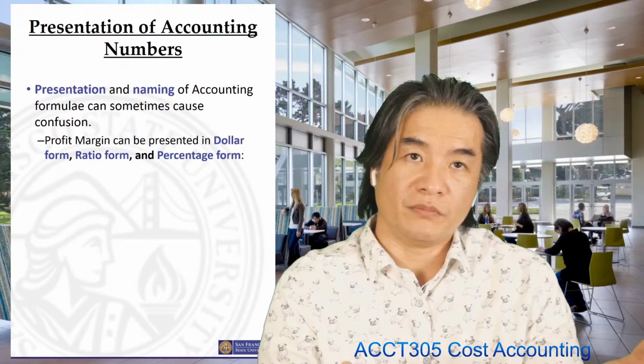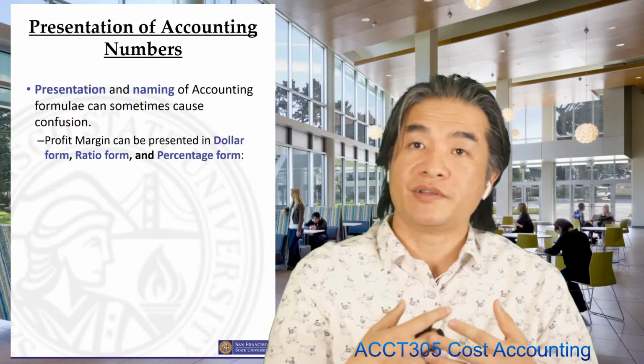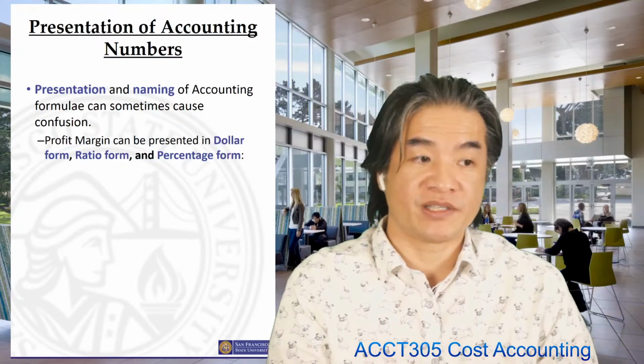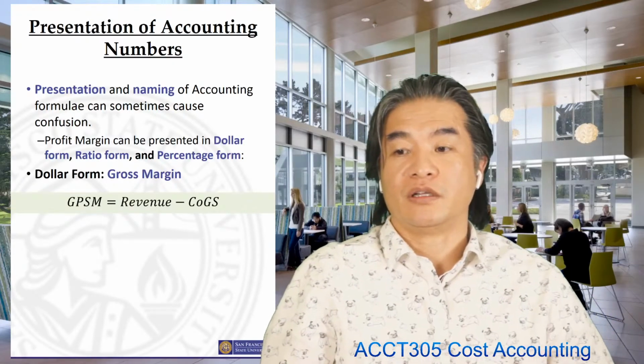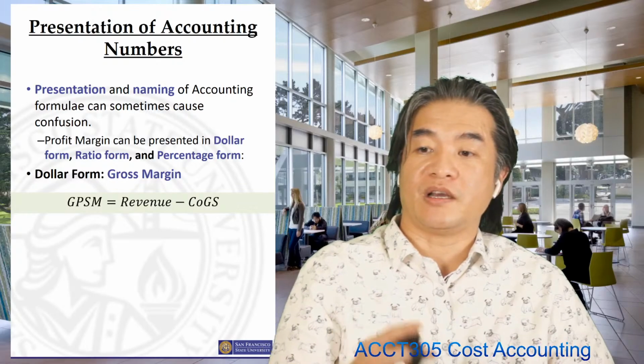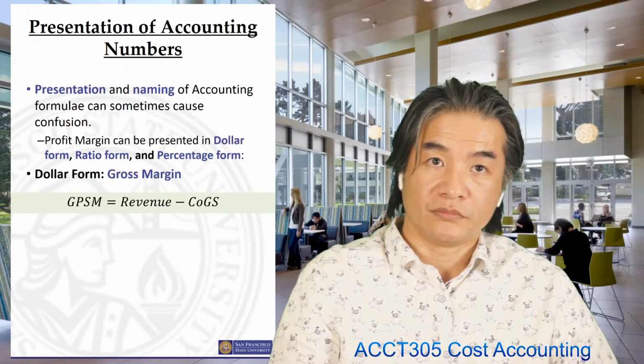Like profit margin can sometimes be presented in dollar form. What's the gross profit margin? $500,000. Okay, that's good. But sometimes it's given in a ratio form and sometimes a percentage form. What does that mean here? For example, in dollar form, the gross profit margin is seen as revenue minus cost of goods sold. That's the dollar form, right?